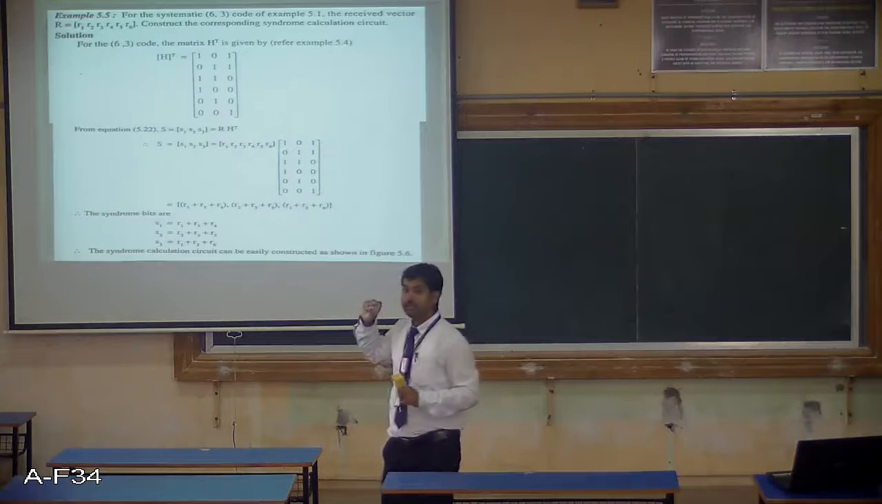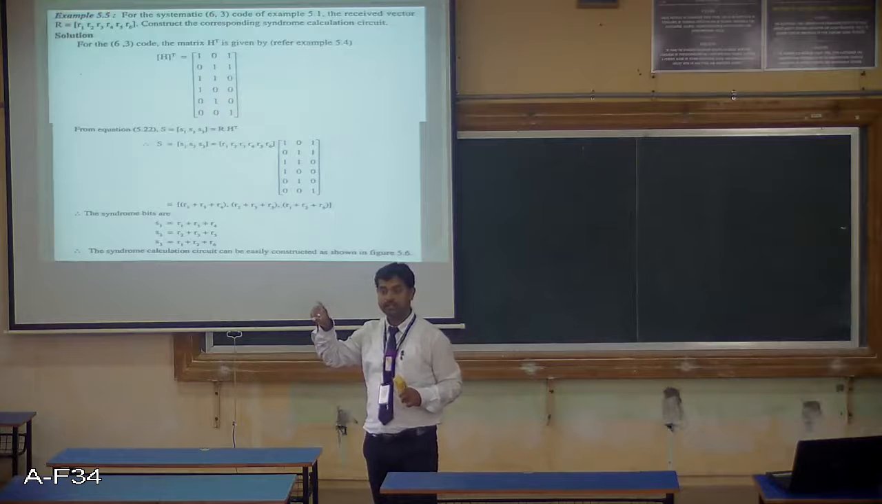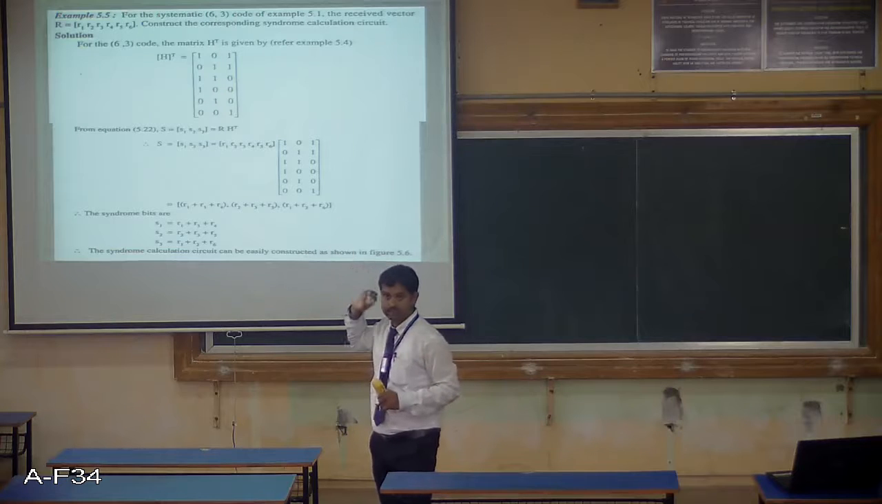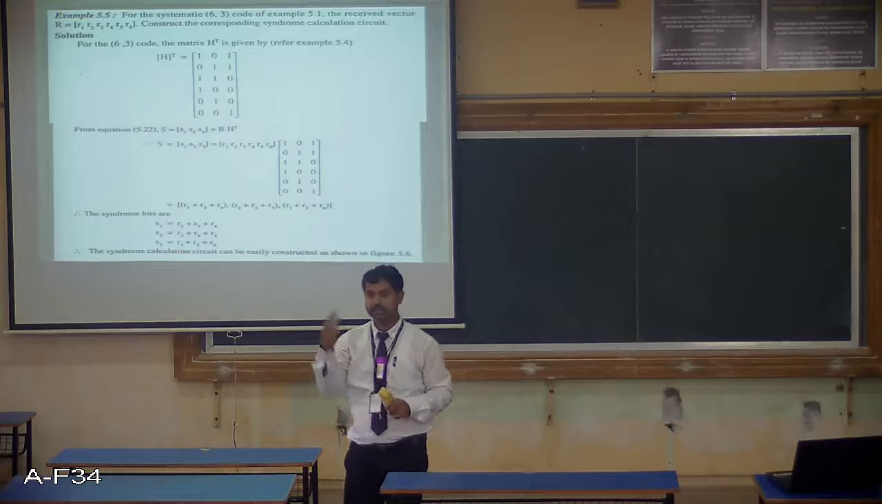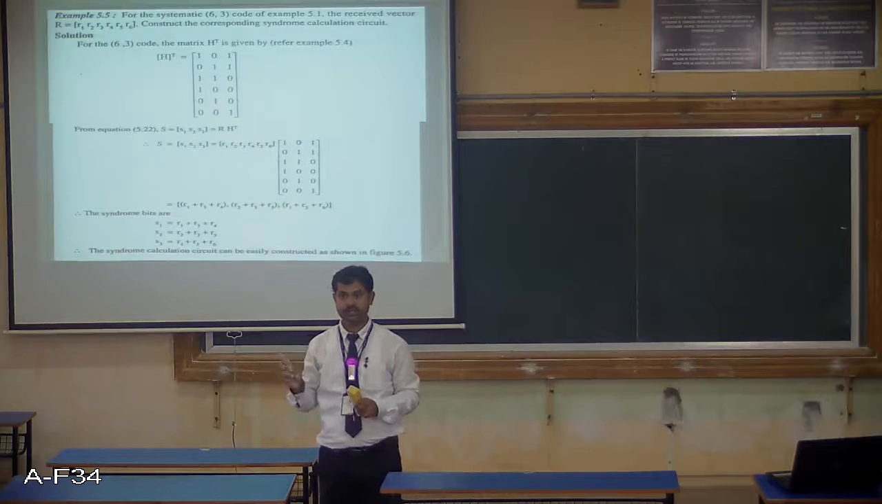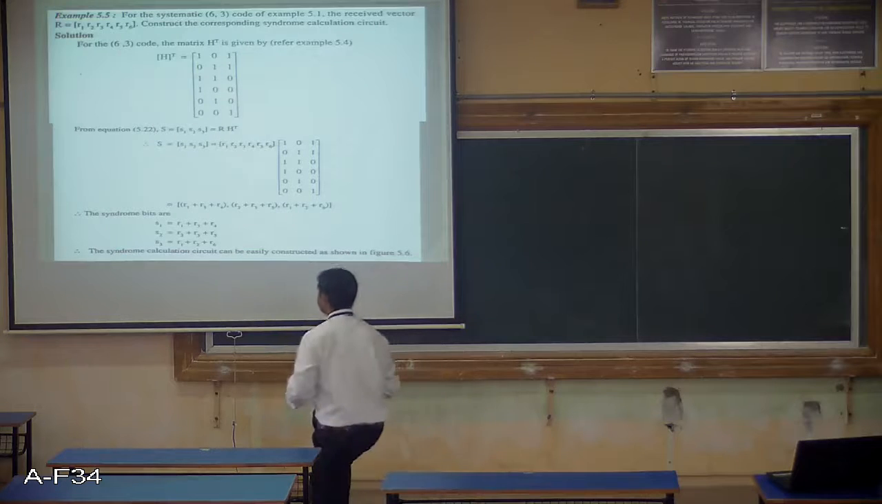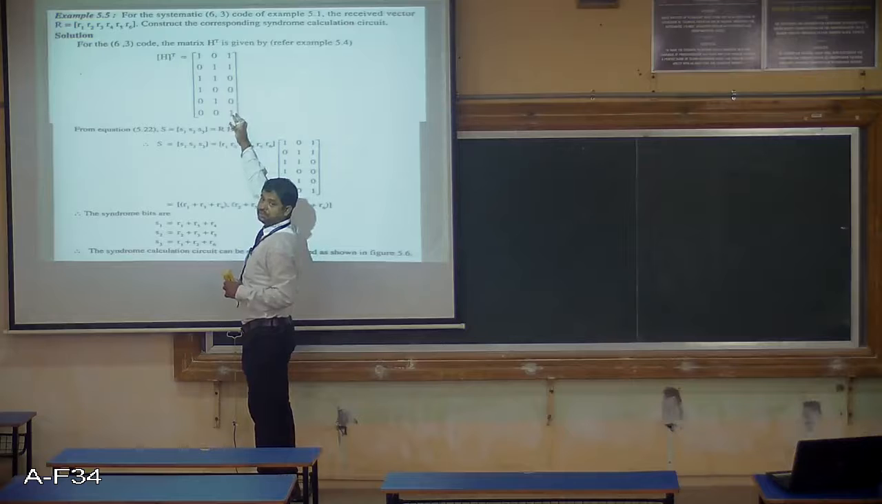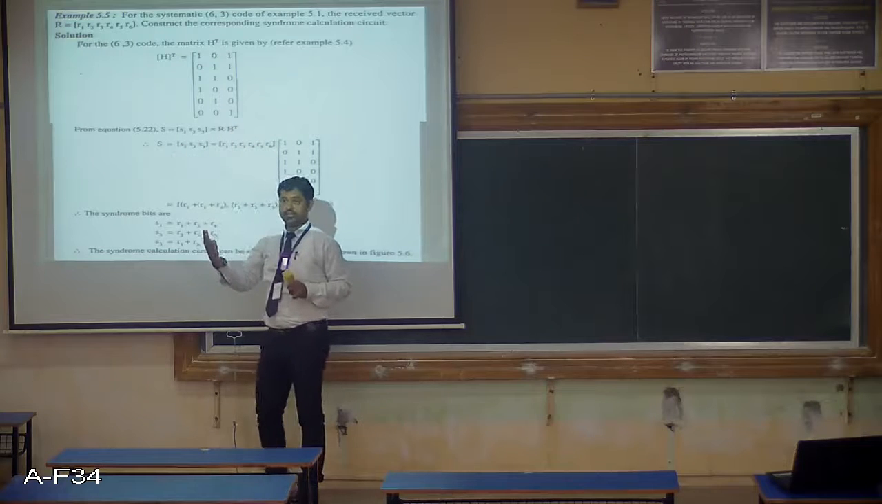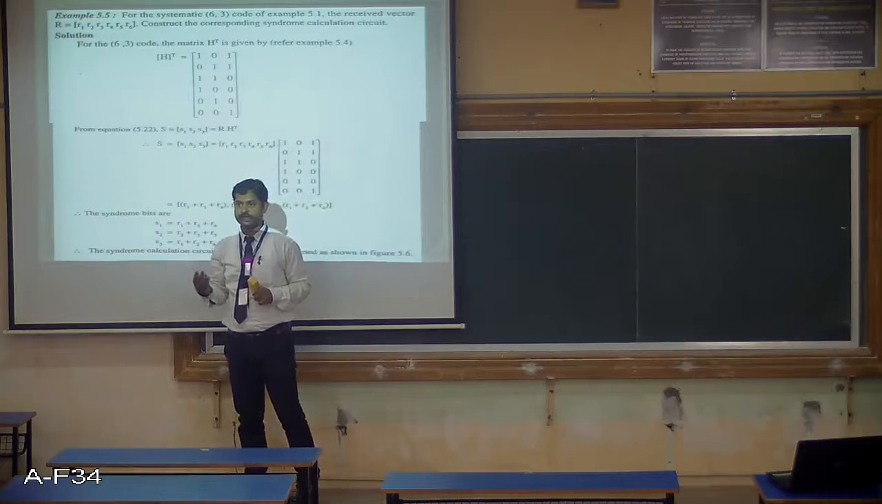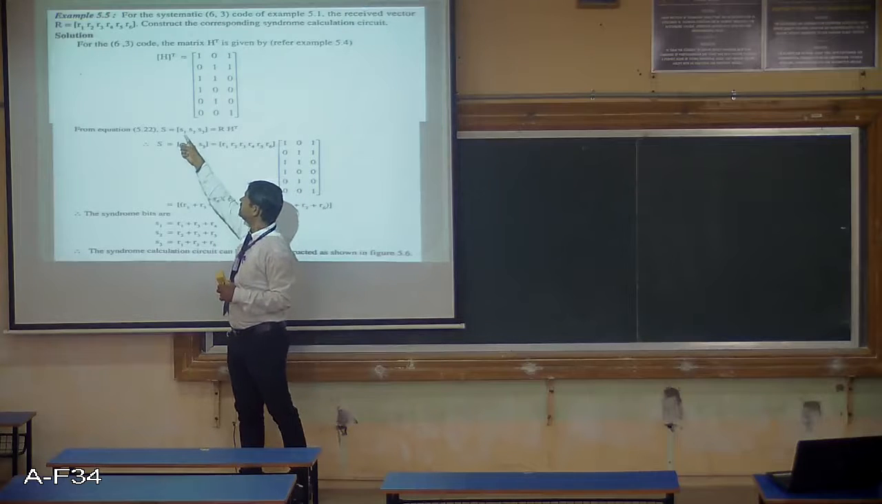So here H is already defined. H transpose looks like this. It's a combination of P transpose followed by the identity matrix of order 3, because it is n minus k, 6 minus 3. So I reproduced H transpose once again here. The syndrome S has order n minus k, 6 minus 3 is 3. So it is S1, S2, S3.